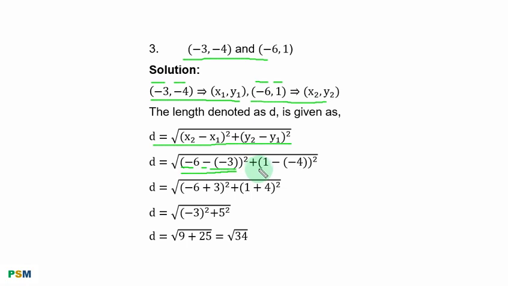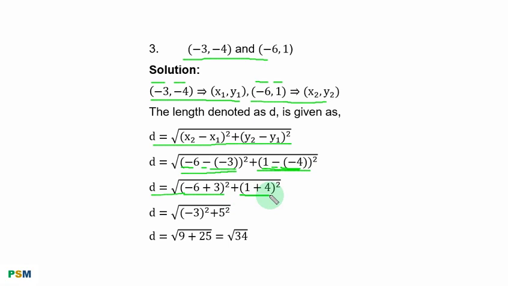Plus, you open a bracket. This is y2, followed by minus. Because y1 is negative, you put it in a bracket, you close the outer bracket, and you square everything. So you have d equal to square root minus 6. Minus times minus 3 is plus 3. You square everything, plus you come here, you have 1, minus times minus 4 is plus 4.